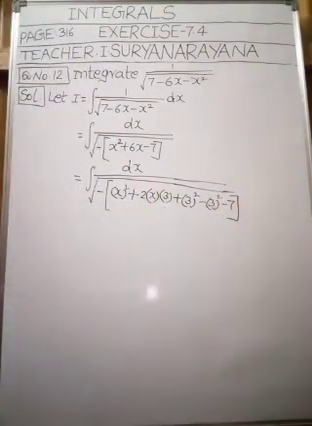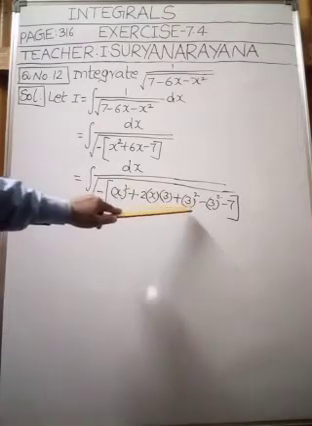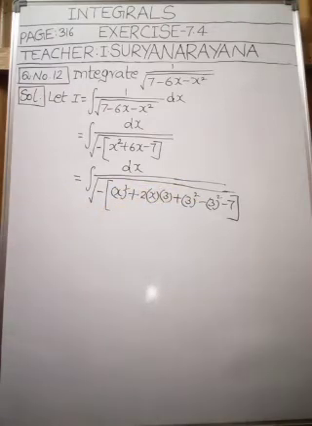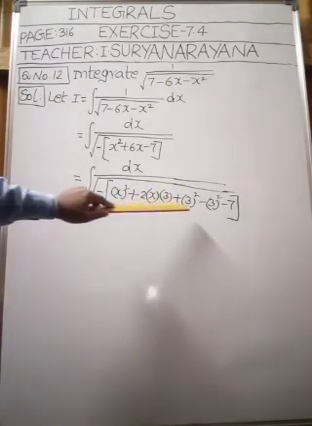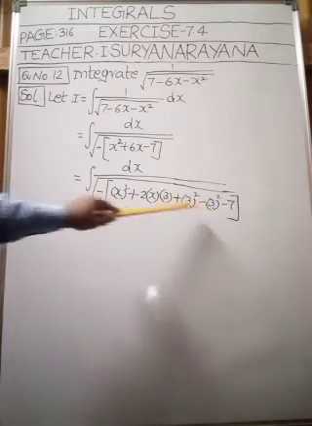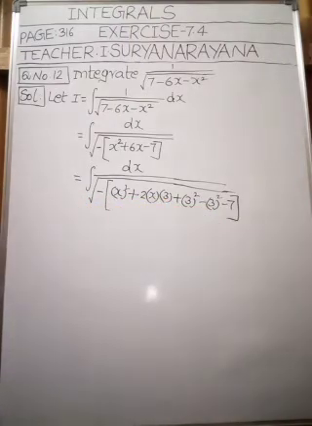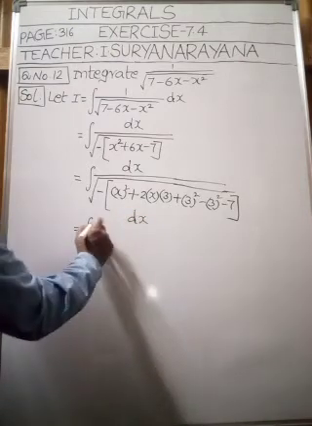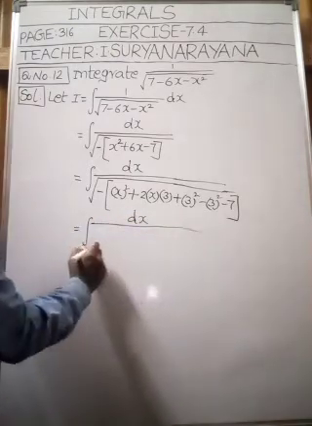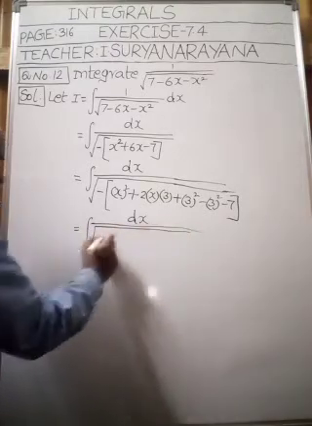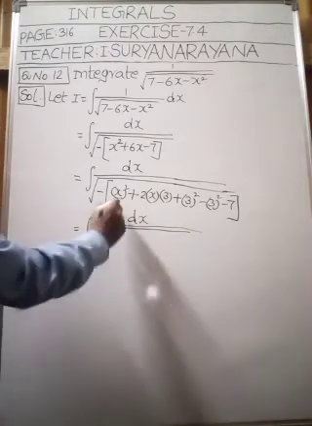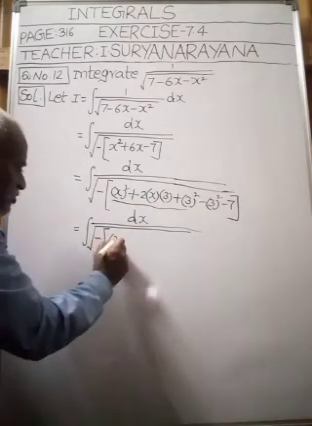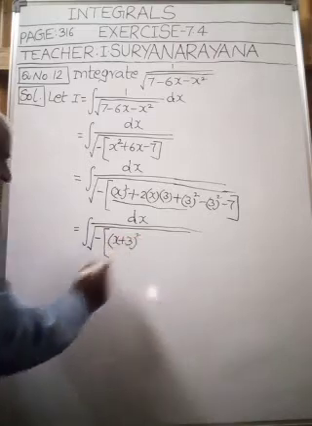As for the previous question, we have added and subtracted the same quantity, so its value does not change. Because of that reason, we have done this step. Understood this step, my children? Right. That is equal to integral dx by square root of minus of these three terms. These three terms can be written as x plus 3 whole square, isn't it, my children?